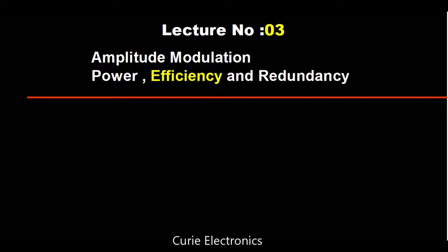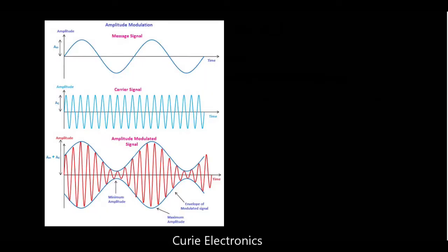In the last lecture, we derived the equation for amplitude modulation. Today we are going to see how to calculate the transmitted power of AM and its efficiency. And there is one more term called redundancy. So this is the amplitude modulation we learned last class.